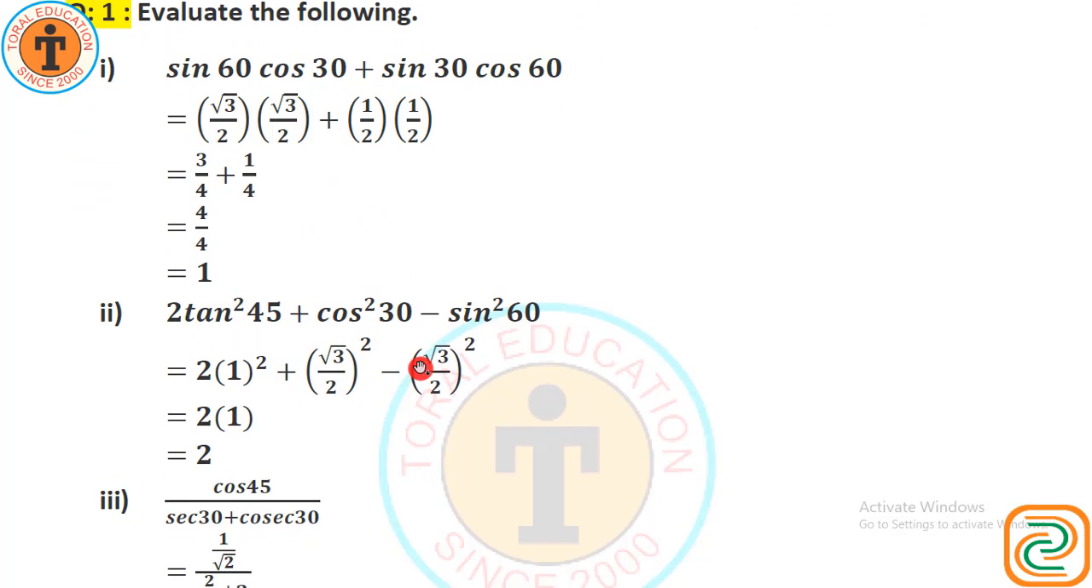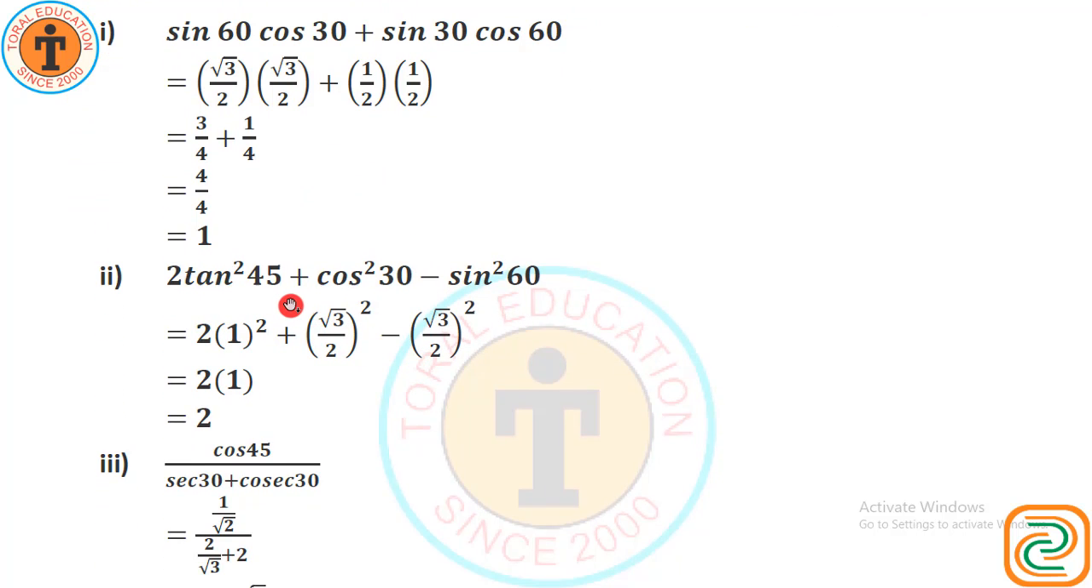Second question: 2 tan square 45 plus cos square 30 minus sin square 60.